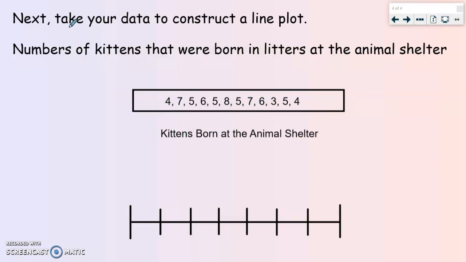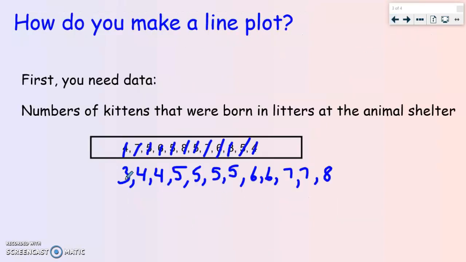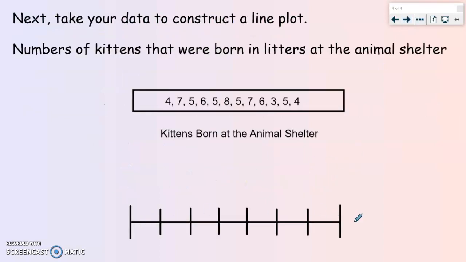So next we're going to construct our line plot. Always, it's important to have a label. So here's my label, kittens born at the animal shelter. And the numbers of kittens that were born, okay, we're going to put that on the line plot. And so this is the number of kittens per litter, okay? When we set it up this way, it helps us see this was our lowest number, this was our highest number. So that helps us with setting up our line plot.